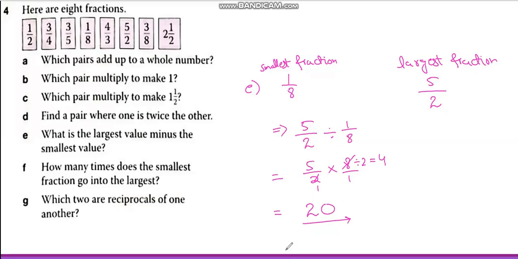Let's do the G part. In G part, it says which two are reciprocals of one another. Definitely, it was 3/4 and 4/3. Now let's proceed to the next question.